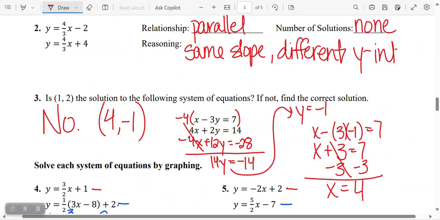Number 3, I plugged in that ordered pair and it did not work. 1, 2 did not work. So then I solved it using elimination. You'll see I multiplied the top equation by -4. You can kind of follow my work over here to y equals -1. Then I plugged -1 into the first equation and I got x equals 4. So the ordered pair is 4, -1.